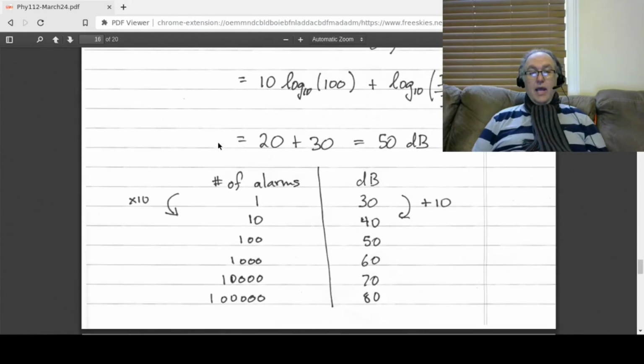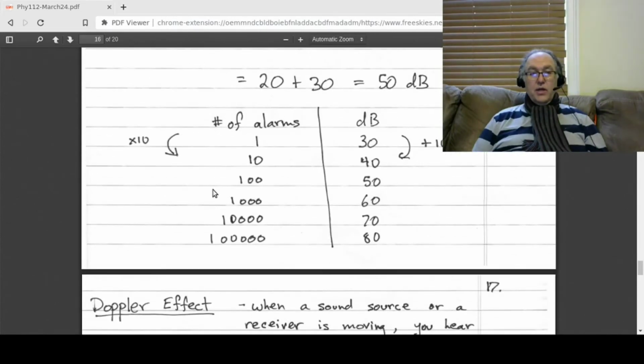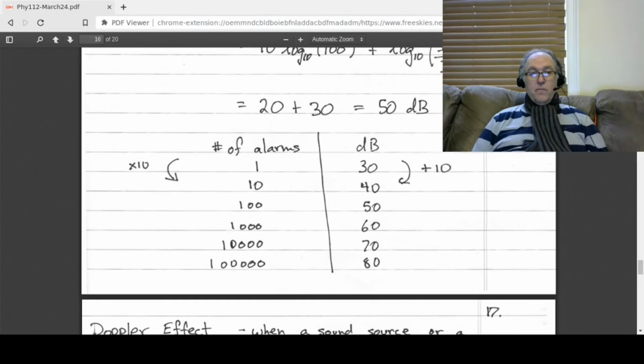And so you get another interesting little chart, where if you increase the number of alarms by a factor of 10 each time, so you go 10, 100, 1,000, 10,000, and so on, it's like adding 10 to the number of decibels. So 1 alarm is 30, 10 alarms is 40, 100 alarms is 50, 1,000 alarms is 60, 10,000 is 70, 100,000 is 80, and so on. So there you go.